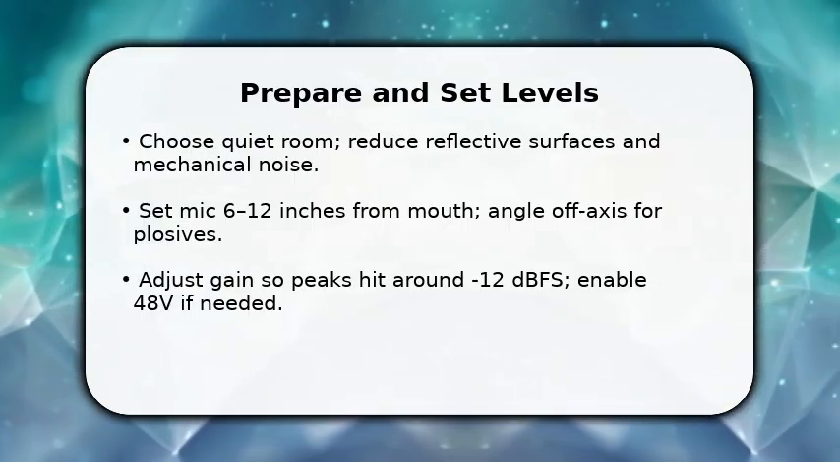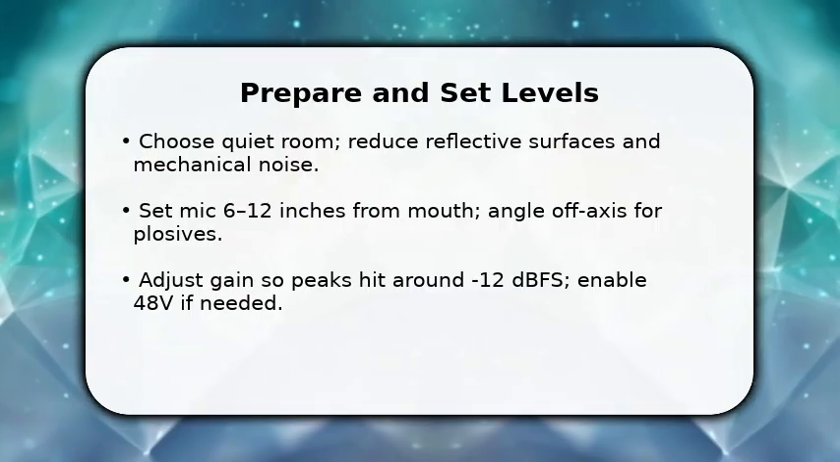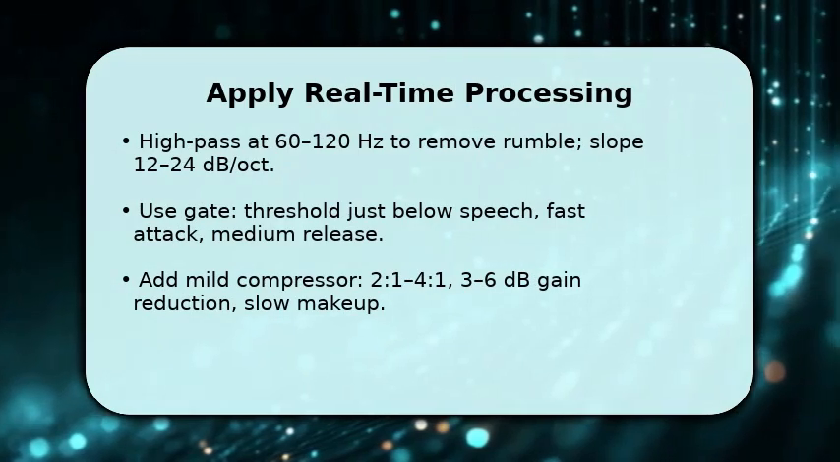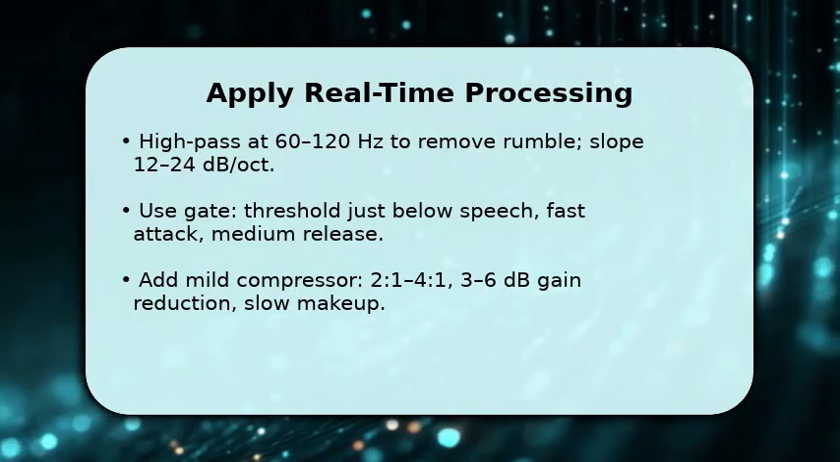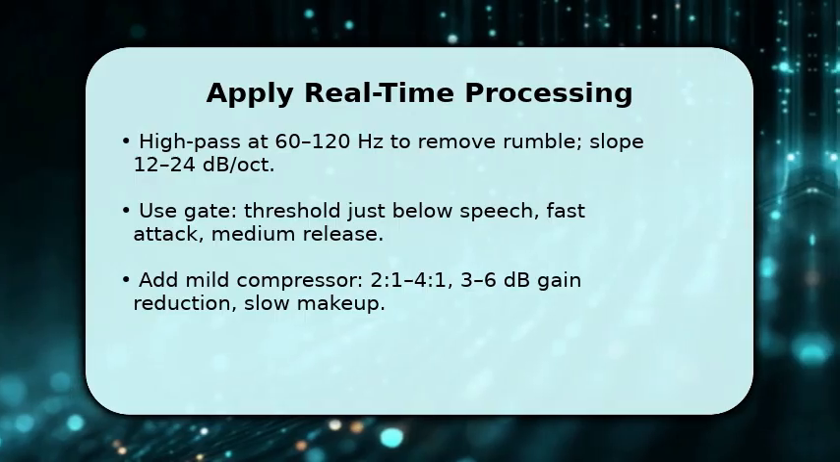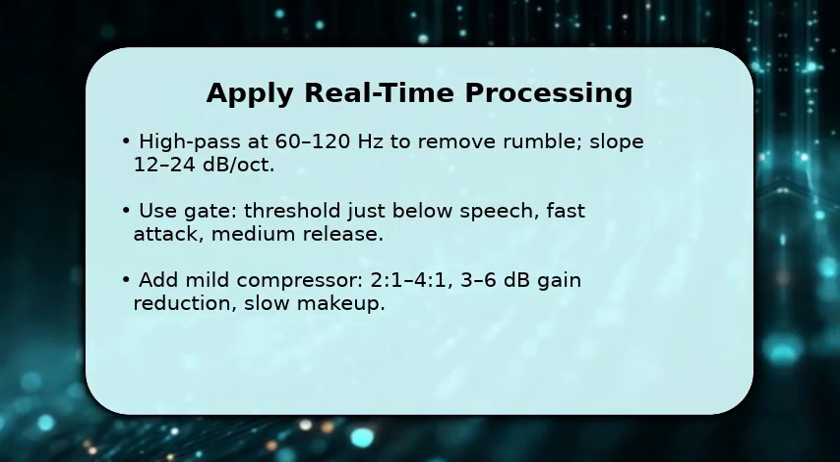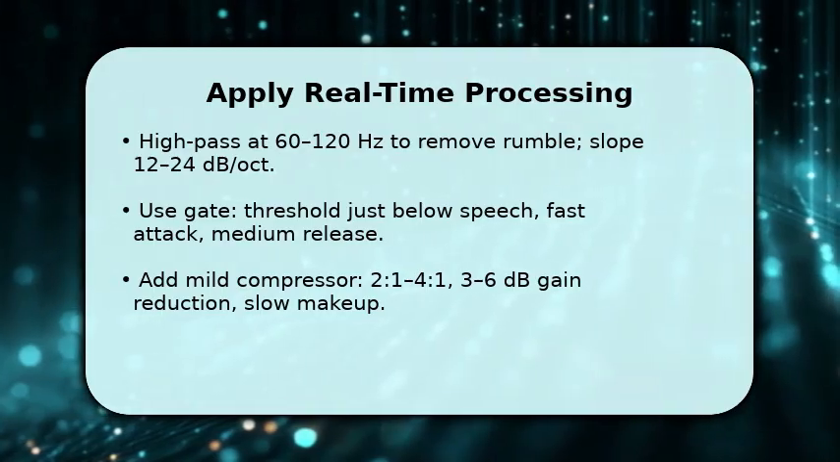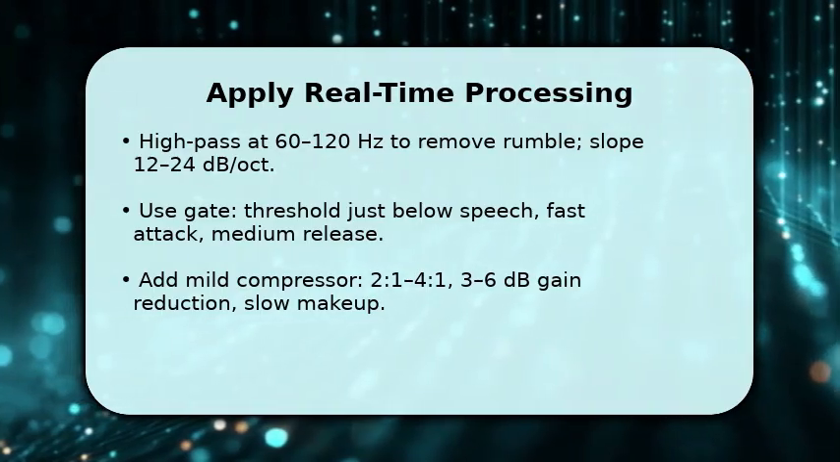Now focus on the middle processing chain. Start with a high-pass filter around 60 to 120 Hz to eliminate low rumble. Steeper slopes reduce bleed but preserve voice warmth. Insert a noise gate and set the threshold just below quiet speech so pauses close without chopping words. Use fast attack and medium release to keep natural decay.